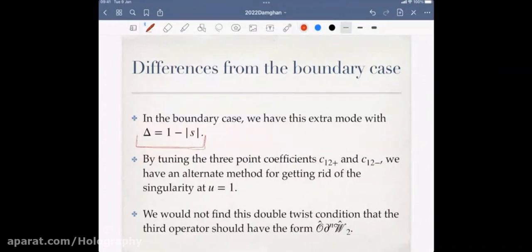And it turns out that by tuning the appropriate 3-point function coefficients, you can kill this singularity at u equals 1. So this extra mode or extra field, extra possibility of having a field obeying the unitarity conditions allows you to get rid of the singularity without restricting the operator spectrum in this very severe way that I did on the previous slide. Okay, so you had that, and then you wouldn't necessarily have to have these double twist operators. All right.